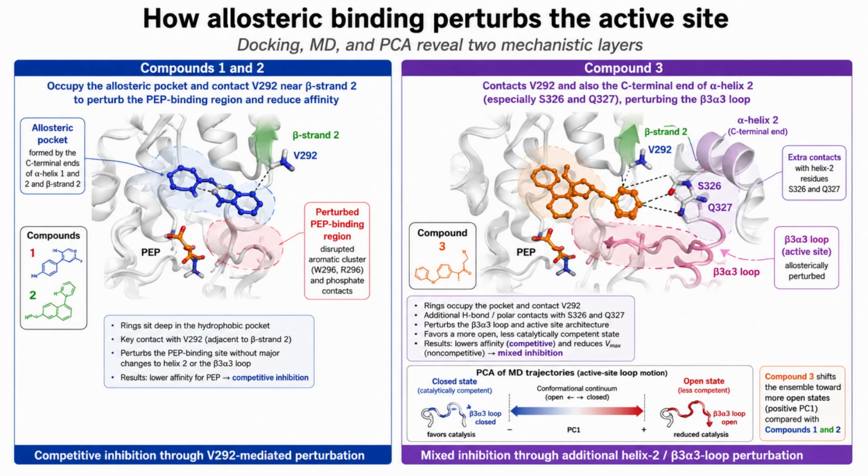Compounds 1 and 2 occupy this allosteric pocket and contact residue V292 near beta strand 2. These interactions perturb the PEP binding region and weaken PEP affinity, explaining their competitive behavior.